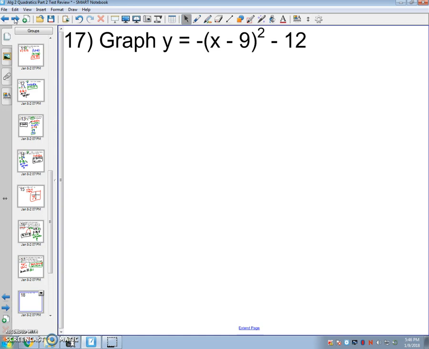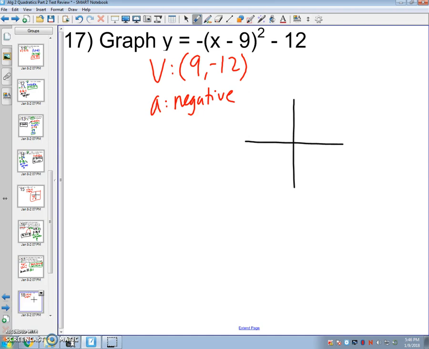All right, 17. Graph that. Again, for graphing, you need 2 things. You need v and a. Our vertex is vertex form. Change the inside, make it positive 9, leave that negative 12. A is negative 1. It's that multiply outside. Negative means the picture will be upside down. It's flipped. It's an upside down u.